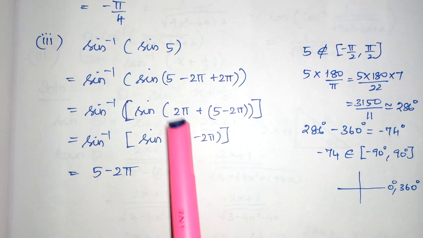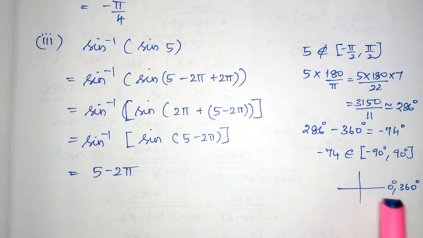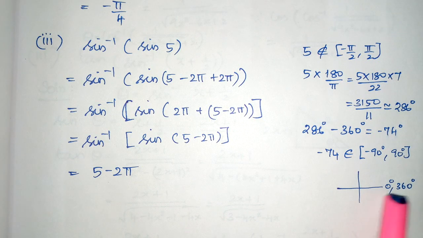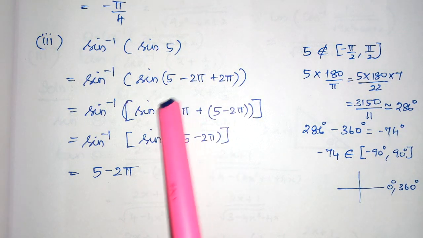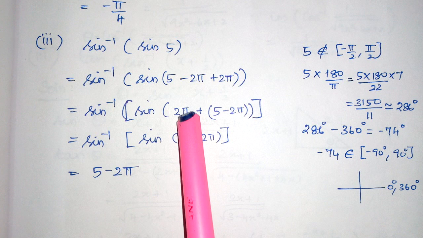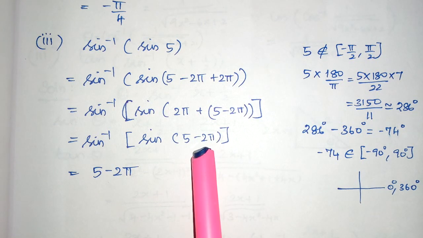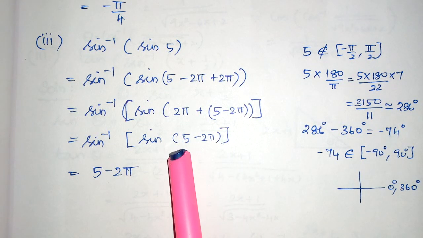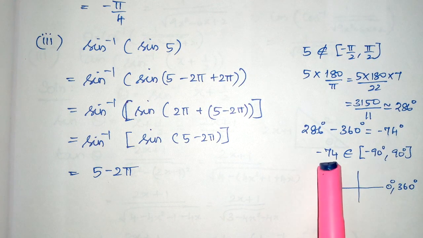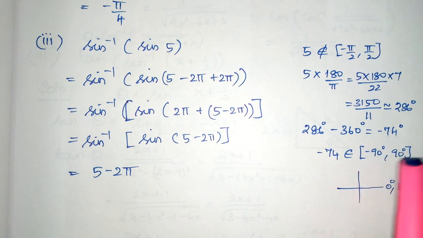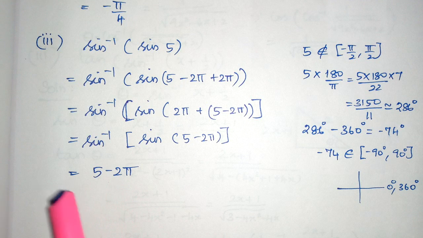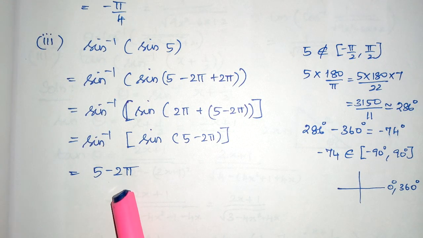So 2 pi, previously we learned 2 pi is 360, isn't it? Sine 360 is 0 only, isn't it? So I can put 0 here. So naturally it becomes 5 minus 2 pi. 5 minus 2 pi is what? Minus 74. Minus 74 belongs to minus 90 comma 90. So the answer is 5 minus 2 pi. That's all. Thank you.